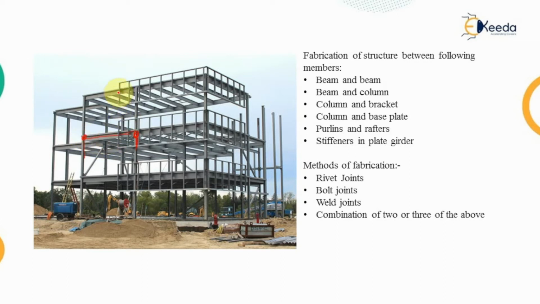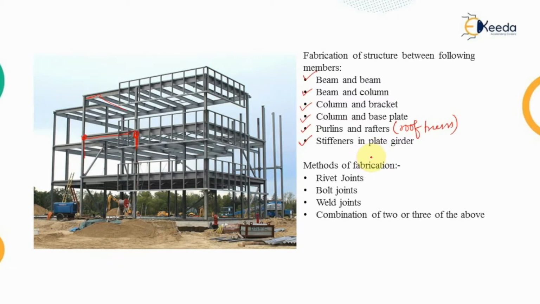Similarly, the different beams are connected together. This beam is connected with the cross beam, and similarly the column and the bracket and the column and the base plate, all the connections are possible. So whenever we deal with the steel structure, these members are to be connected. That is a beam with another beam, a beam with the column, column and bracket, column and the base plate, purlins and the rafter, that is the case of the roof truss, and the stiffeners in the plate girder. And there are many more elements which are to be connected together.